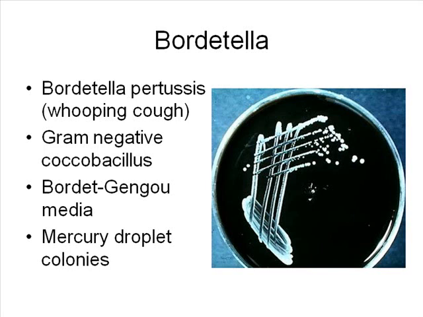How do you get it? You get it from droplet spray from other people. Okay, so it is passed from person to person. Now, Bordet-Gengou media is the media of choice if you are growing it, and the organism looks like little mercury droplets. So if you see any of this, associate these buzzwords with Bordetella pertussis, which is the causative agent of whooping cough.